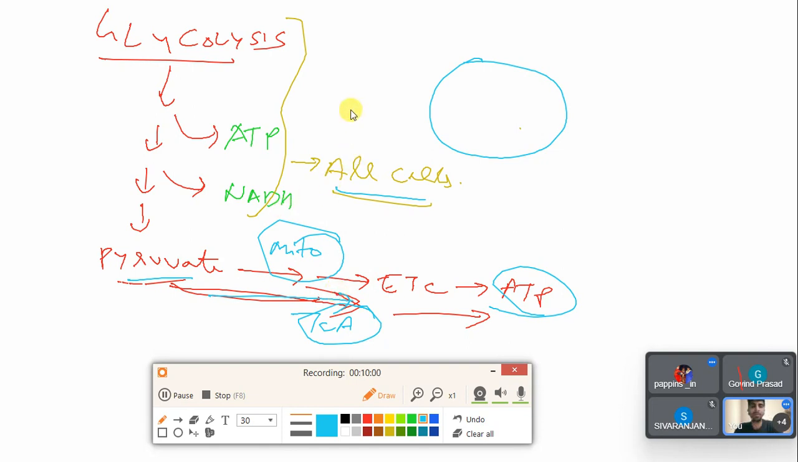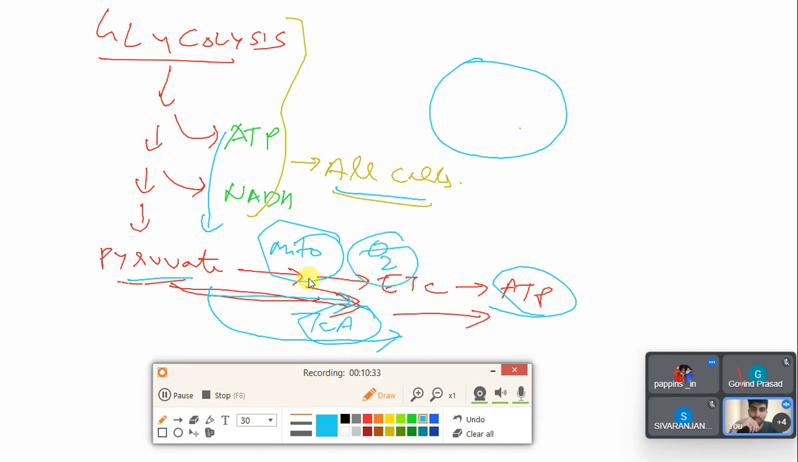First tell me this: the conversion of glucose to pyruvate and then to the ETC, what is this complete process called? Something called aerobic something? Aerobic respiration, right? So if it's aerobic, then the second requirement is oxygen.